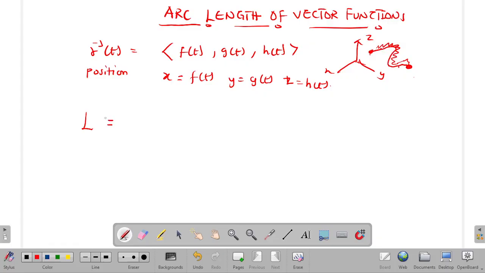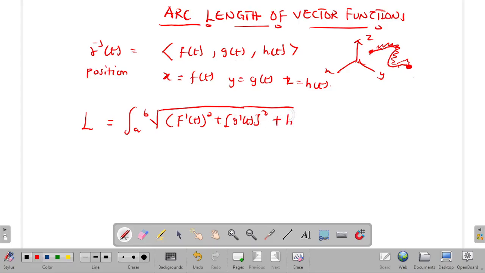Therefore, arc length is given as the integral from a to b of the square root of f prime of t all squared plus g prime of t all squared. For a two variable vector, you have this and this only. In a situation of three, you have h prime of t all squared, like this. Then you introduce your dt.